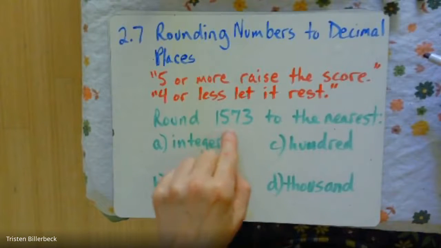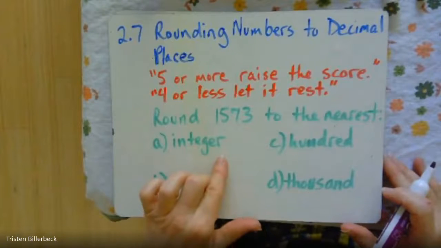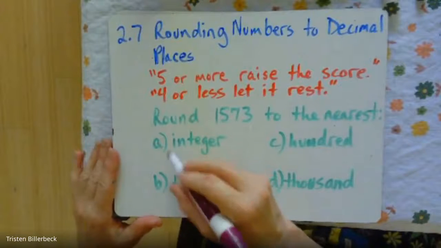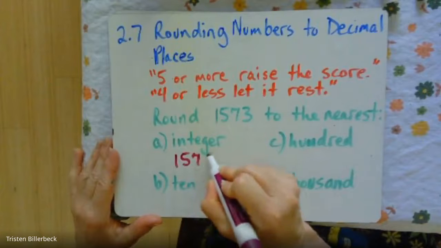1573 to the nearest integer. So the integer would be this. Well, that's simple. It's just 1573.